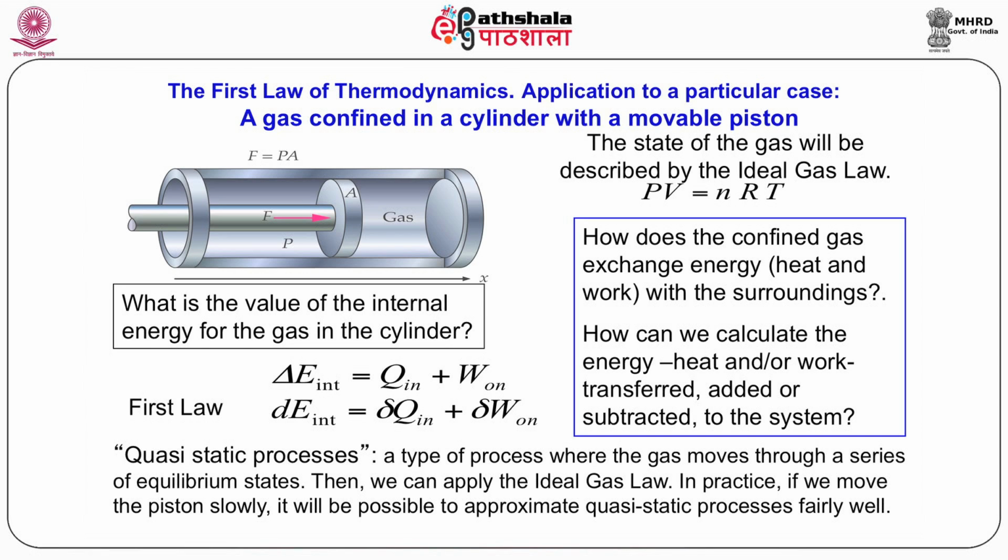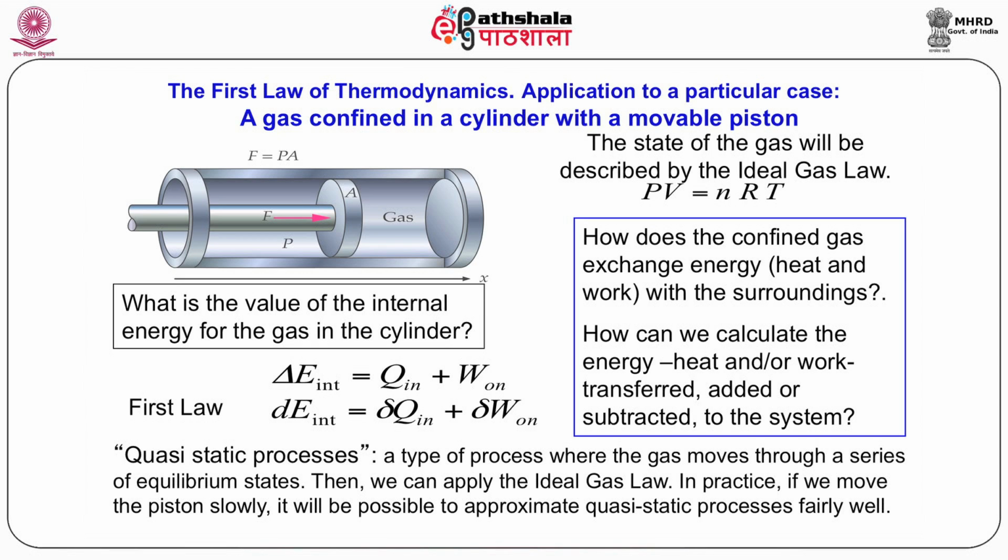This is a piston, and what I am going to show you is that the state of the gas will be described by the ideal gas law, that is PV equals nRT, where P is the pressure, V is the volume, n is the number of moles, R is the gas constant, and T is the temperature expressed in Kelvin. And what is the value of the internal energy for the gas in this particular cylinder?